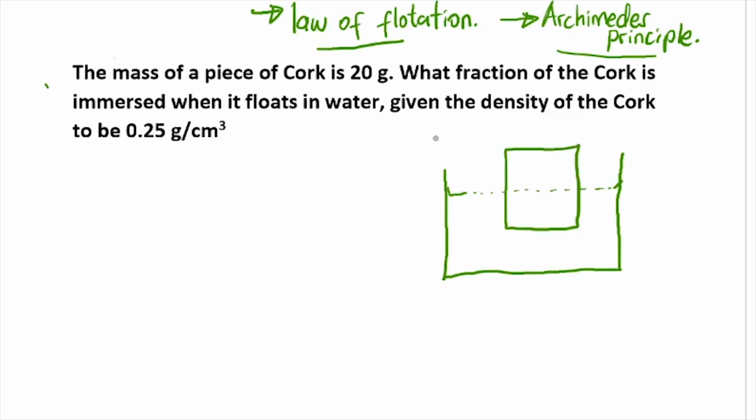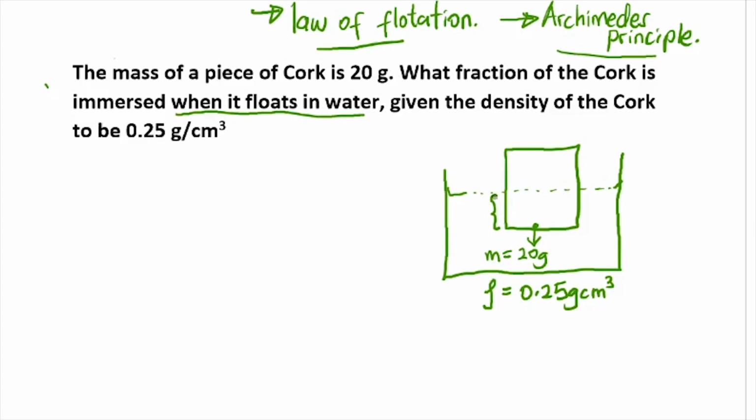Now the question says that this piece of cork is floating, they're saying it floats in water. So meaning that the mass of the piece of cork is 20 grams, of course this is 20 grams, that is its mass, and its density is 0.25 grams per centimeters cubed. So the mass of a piece of cork is 20 grams, as you can see. What fraction of the cork is immersed in water? So there is this fraction of the cork. What fraction of the cork is immersed in water? And of course, given that density.